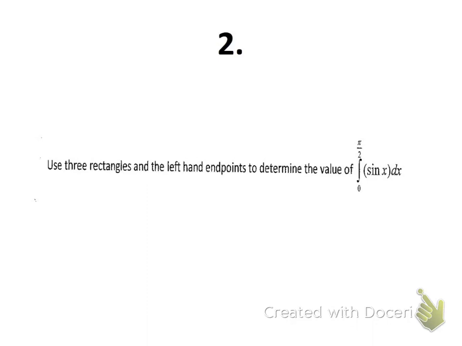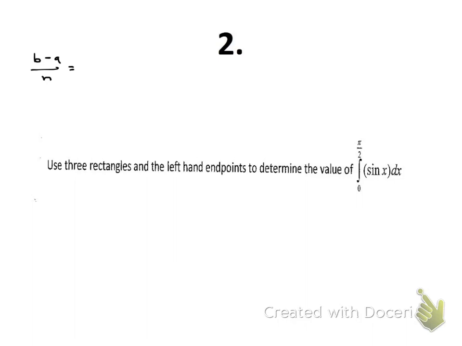All right, good stuff now. Use 3 rectangles and the left-hand endpoints to determine the value of the integral from 0 to pi over 2 of sine of x dx. So it's saying use the Riemann sum with left-hand endpoints, okay? So this is A, this is B. How many rectangles am I going to make? 3. So the width each time would be B minus A over the number of rectangles.